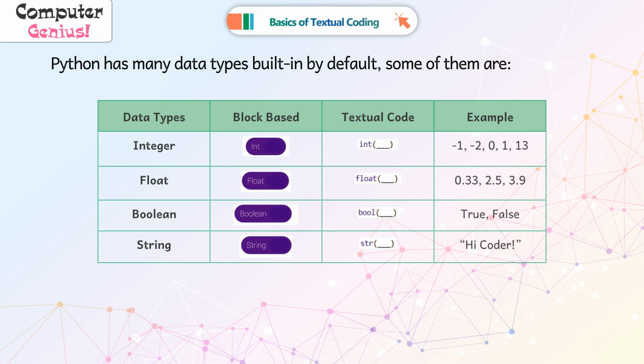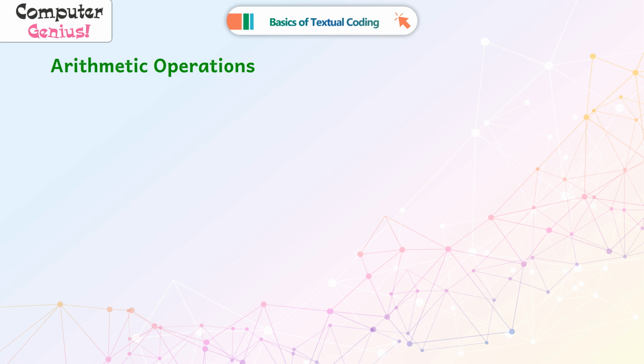Float, float: 0.33, 2.5, 3.9. Boolean, bool: true, false. String, str: double quotes, high coder.